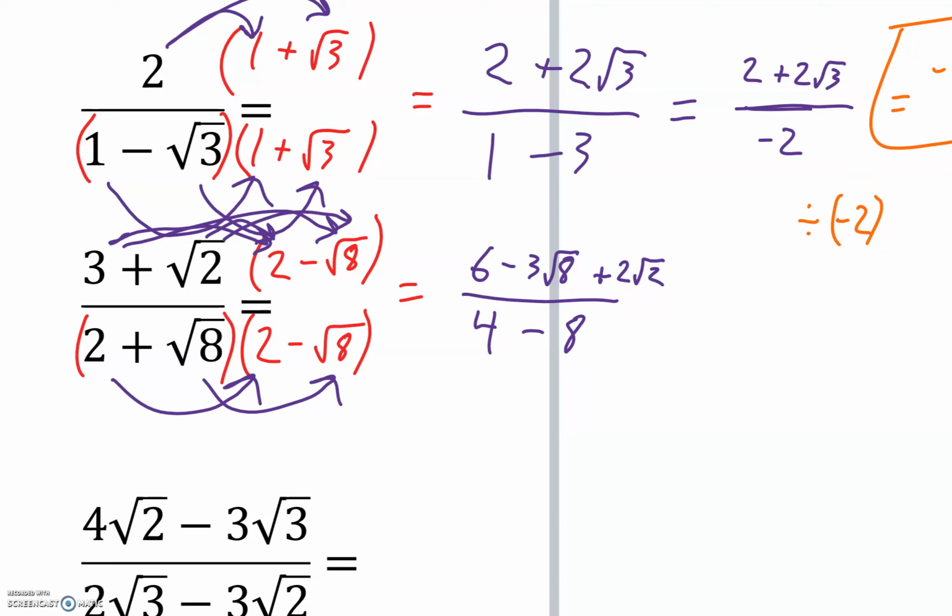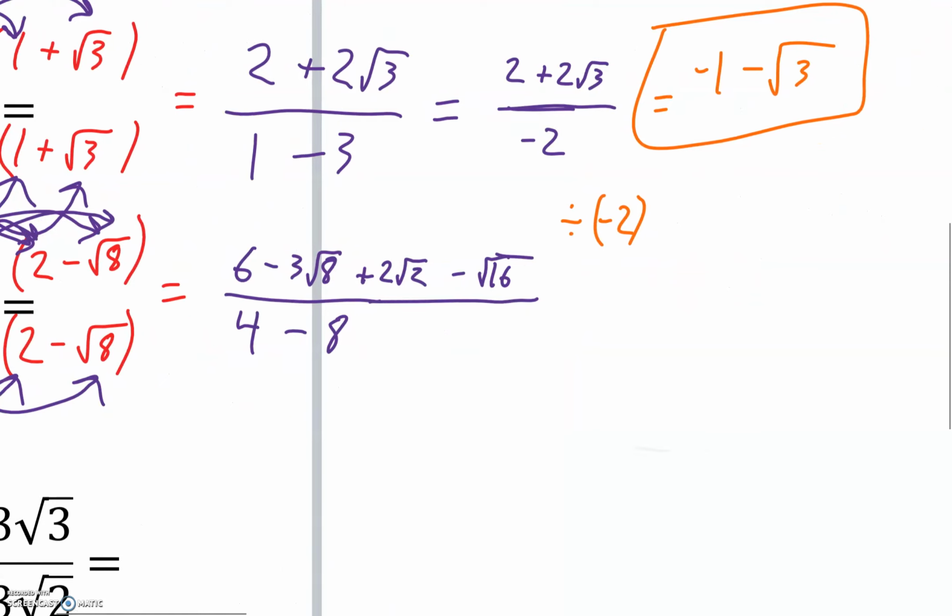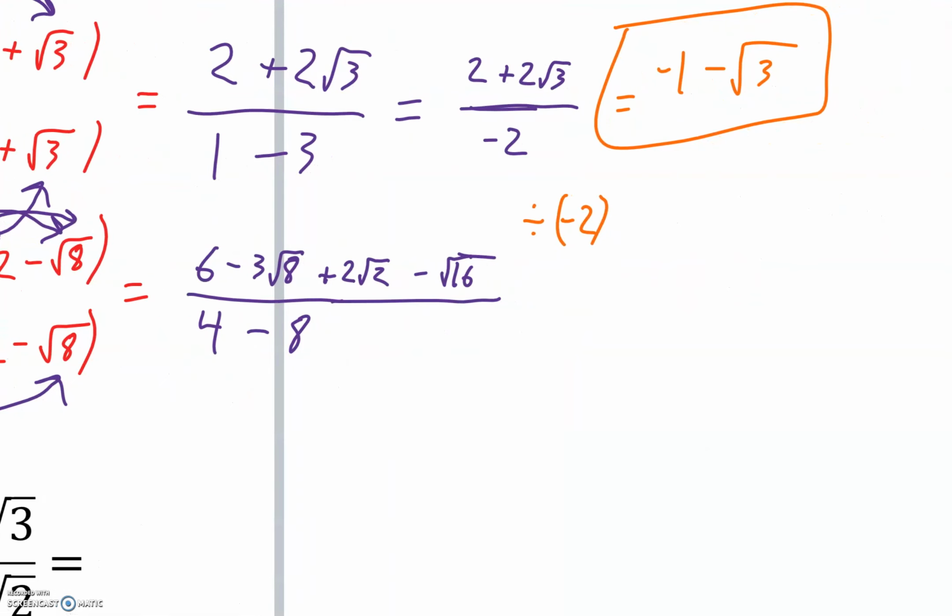And then minus root 16. Okay, so that's foiling everything out, just like we would in algebra. And now we can sort of start simplifying. So the bottom we can just subtract, and we'll have negative 4, sorry. But on top, we can simplify those radicals.